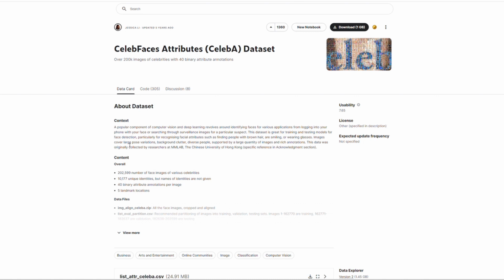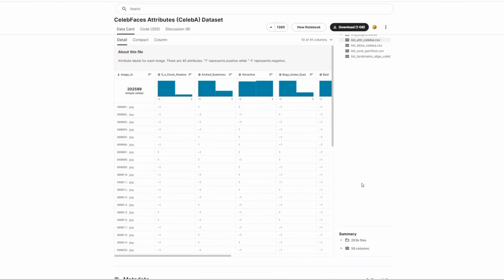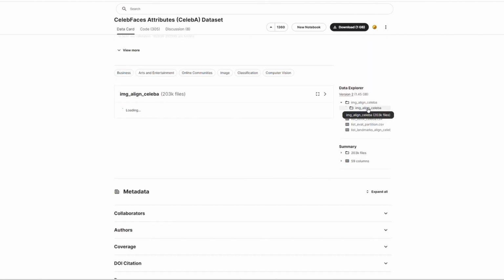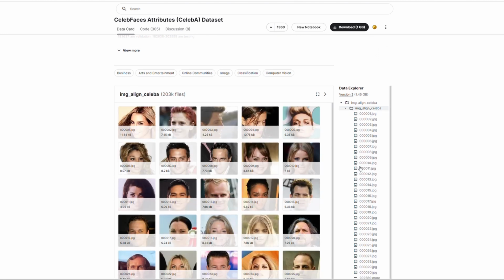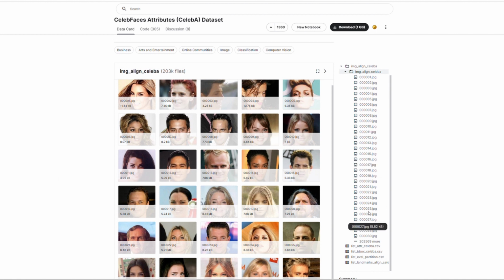So they're looking also at more poses, more background clutter, diverse sets of people, and a large quantity of images. So how many images are there? Well, it's a gigabyte. We don't really know. 203,000 files. So we open this up. We can go in here, and there we go. Now we are looking at the images. And this is just one massive data set. It's not categorized by anything except for celebrity faces. That's the only information in this data set.